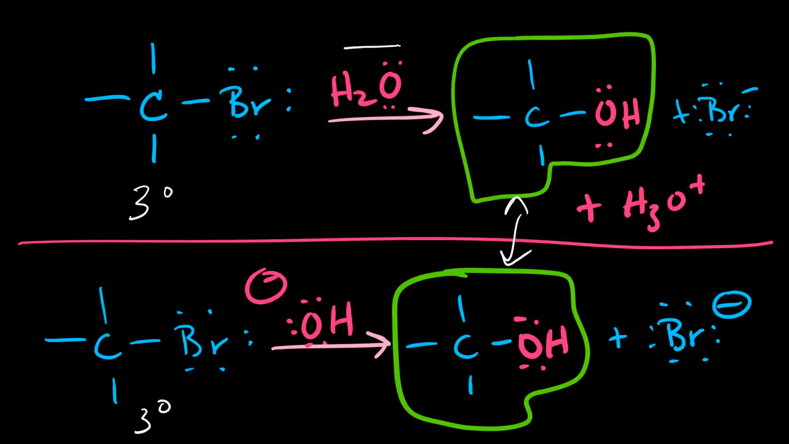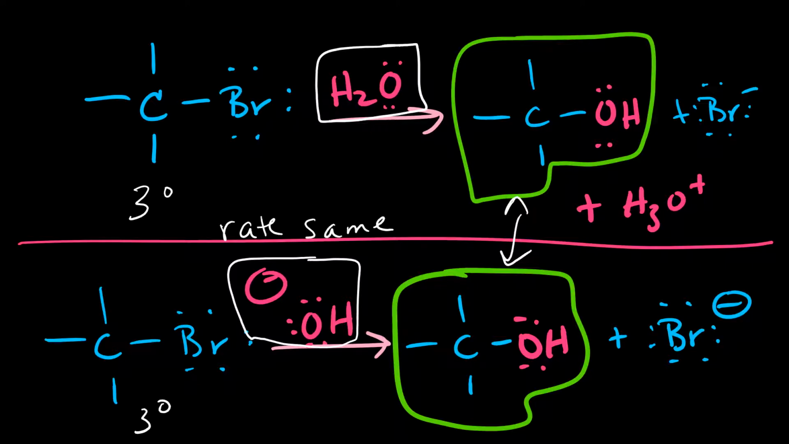However, we know that H2O, as we just discussed earlier, is a weaker nucleophile than hydroxide ion. But in the case of the SN1 reaction, the rate is going to be the same in both of these conditions because there's no dependence in the rate law on the identity of that nucleophile.